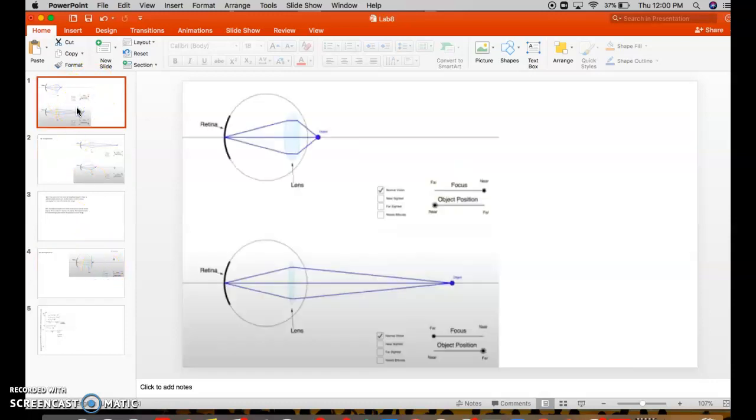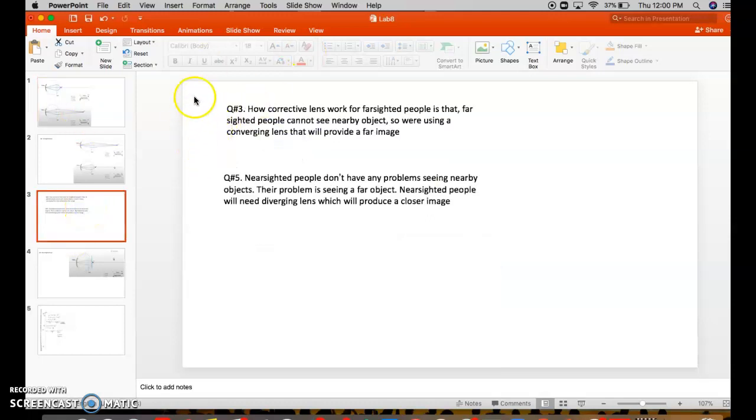Okay, so for this lab, you wanted us to talk about number 3 and number 5. So for number 3, it says, for question 2, explain how the corrective lens work for a farsighted eye. So I just took a quick note here for number 3 and number 5.